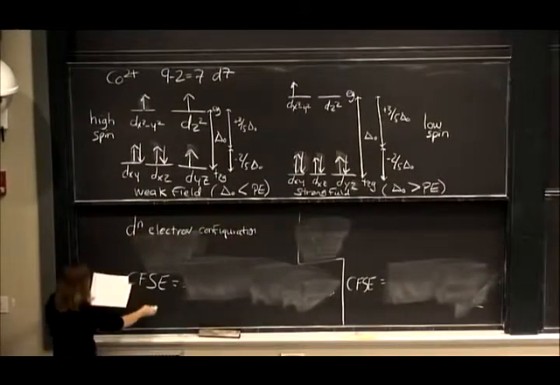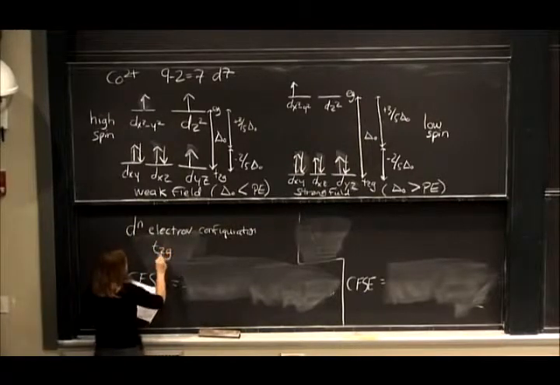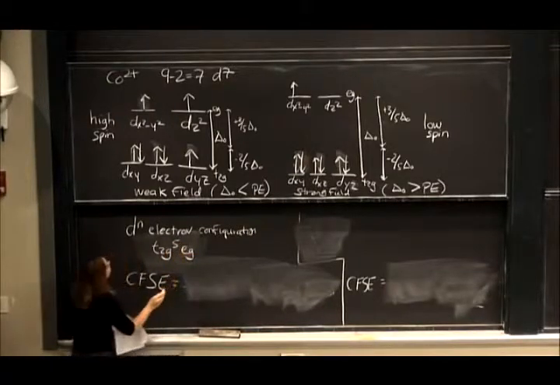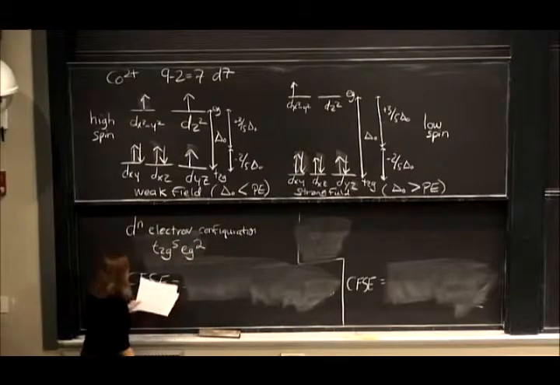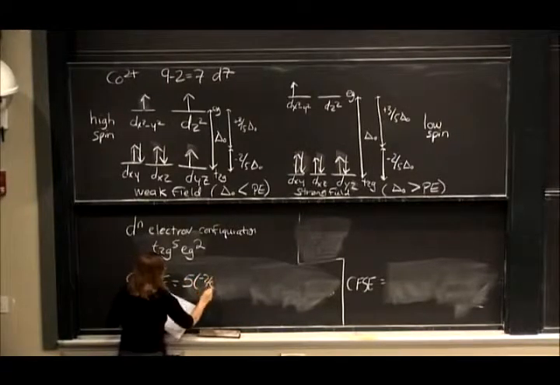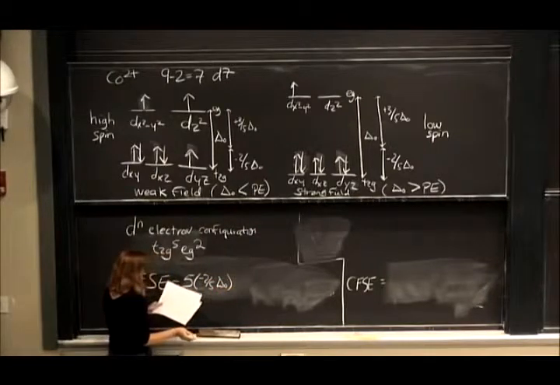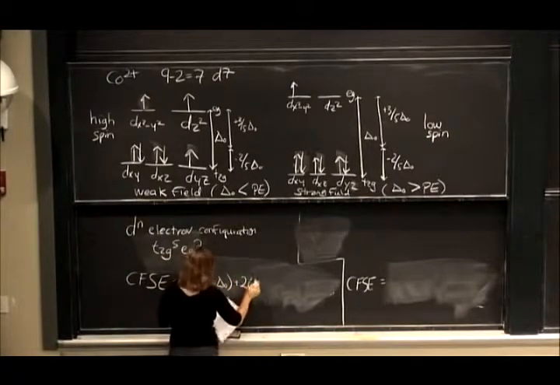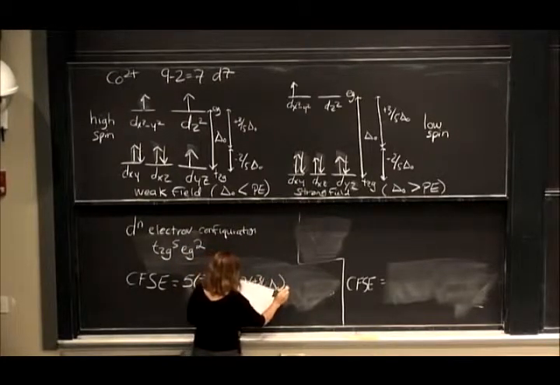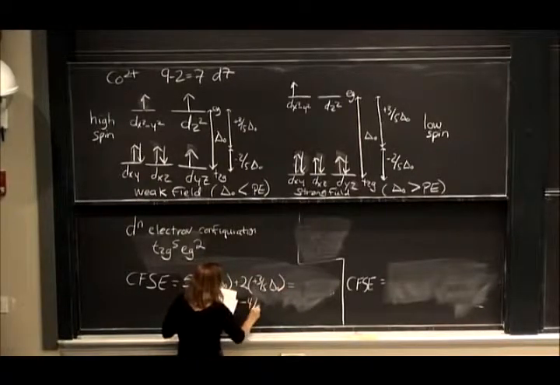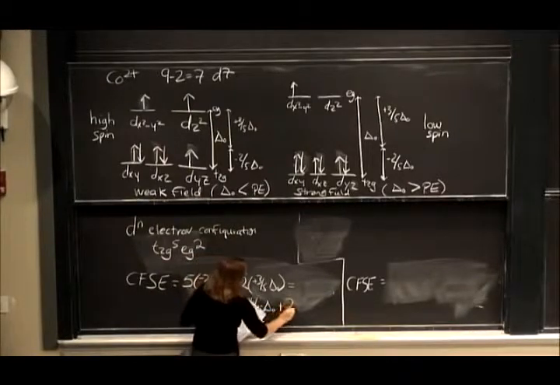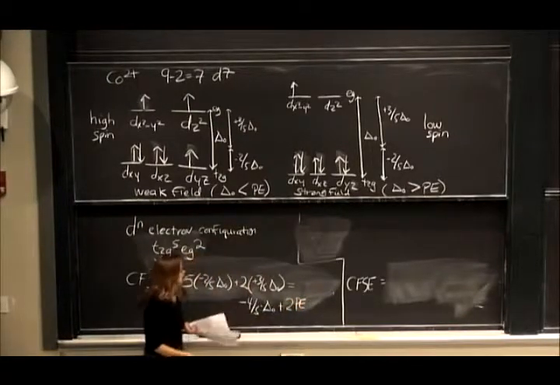So for this case, we're going to have in our T2G system how many? 5. And in EG, 2. And for our splitting energy, we have 5 times minus 2/5 times the octahedral crystal field splitting energy plus 2 times plus 3/5. And what does that end up equaling? Minus 4/5 times the octahedral crystal field splitting energy. And we could also optionally put 2PE because we have 2 sets paired.